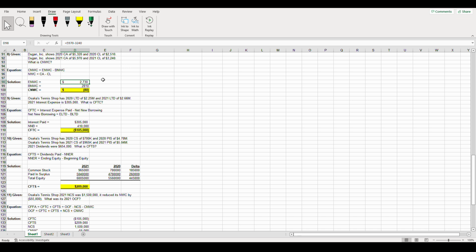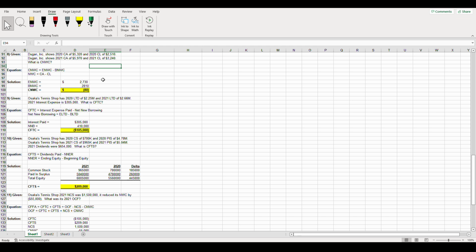So for ending net working capital, it is 5970 in 2021 minus 3240. And the beginning net working capital for 2020 is 5320 minus 2510. And if I subtract those two numbers, which would be D98 minus D99, I get an answer, a delta of negative 80.